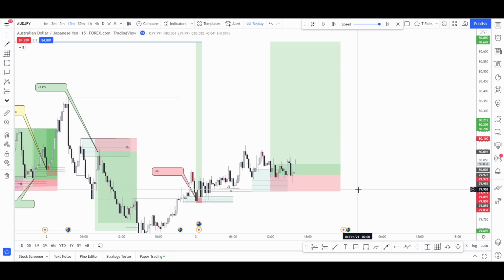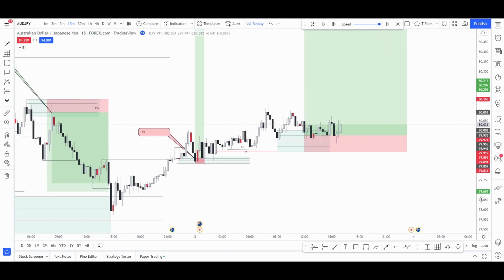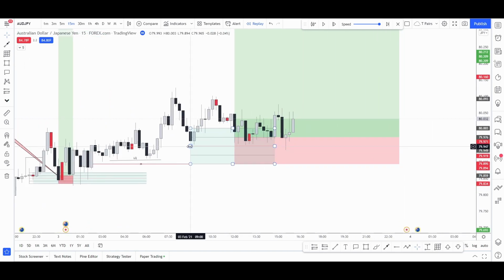Okay, there's a sweep of those lows. Just like what we had down here with that one, we had a sweep of the lows. This swept those lows. We've literally just had it again. So this is a recurring theme with this pair. It happens with all pairs, but with this pair especially.